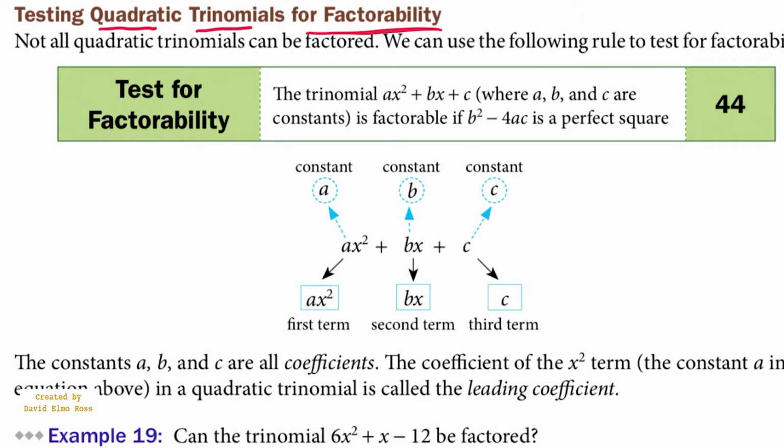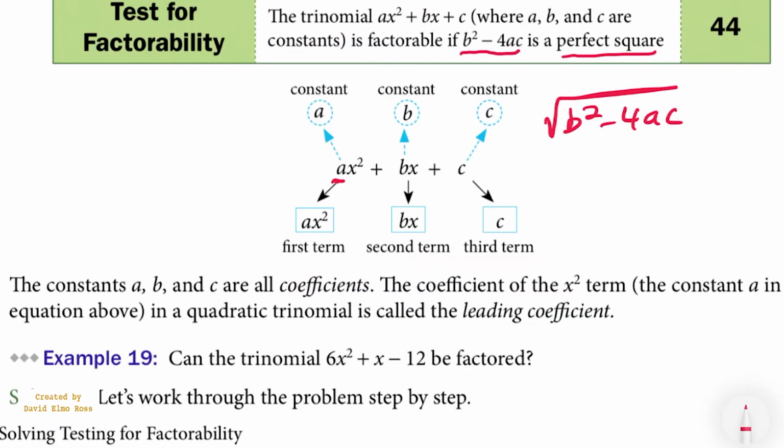And the rule for this is b squared minus 4ac, is it a perfect square? Because of whatever value this is here, if we take the square root of b squared minus 4ac, if it gives us an integer that's positive, then indeed this quadratic trinomial can be factored. A, which is this a here, b, which is a coefficient of x, is this, and c is just the constant.